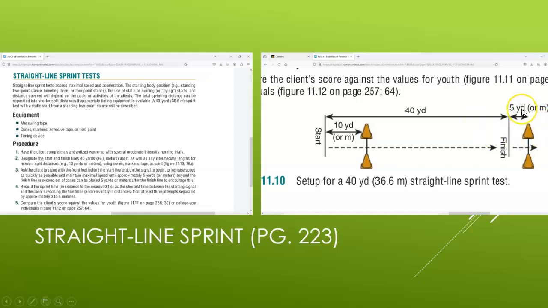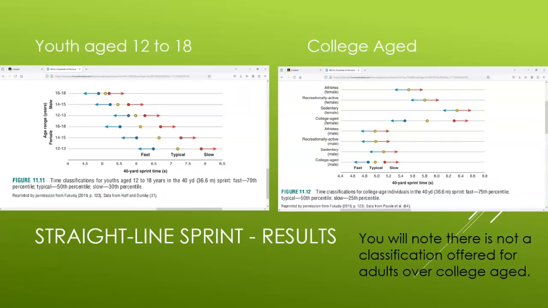But the 5 yards at the end, the book denotes that just as a place for the person to decelerate at the end of the test. So they sprint through the finish line and they finish after the line and decelerate for 5 yards. Pretty straightforward. You go ahead and take the person's time from start to finish, and then you look at the normative scores that are found here.